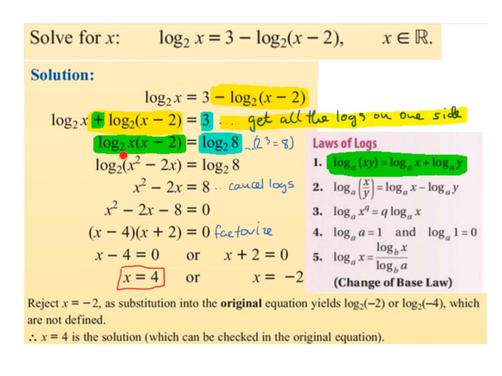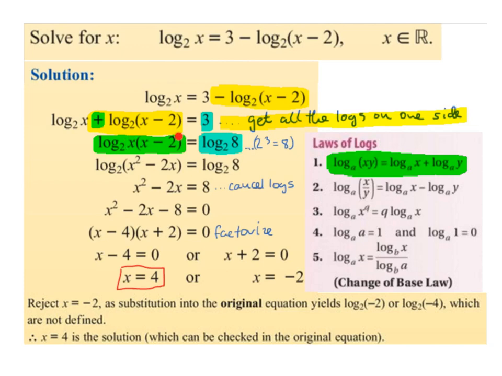So we have log base 2 of x multiplied by x minus 2 is equal to log base 2 of 8. So we've basically just changed this 3 for log base 2 of 8, because 2 to the power of 3 is equal to 8. And the idea behind this is that we'll eventually just have 2 logs on either side, log base 2.